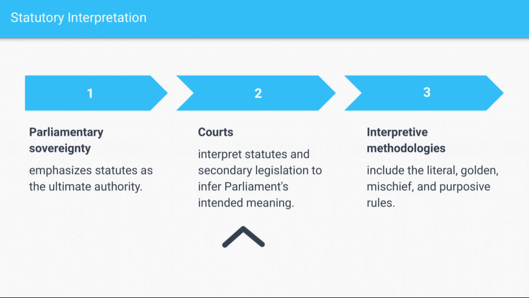Next, we consider the role of the courts. Courts are responsible for interpreting statutes and secondary legislation. Their goal is to infer the intended meaning of Parliament when the laws were enacted.